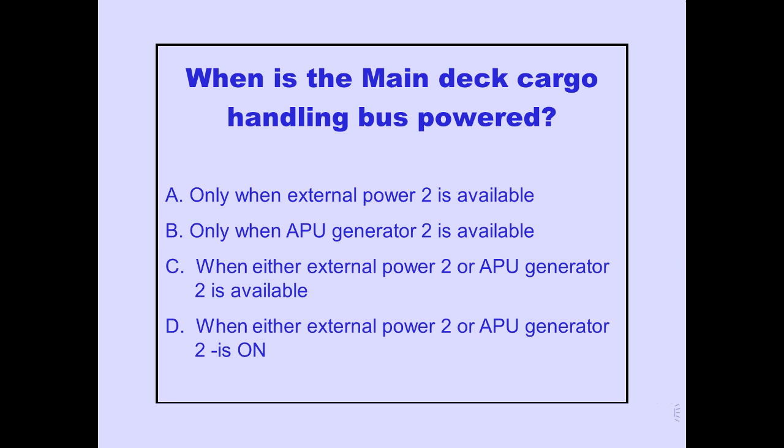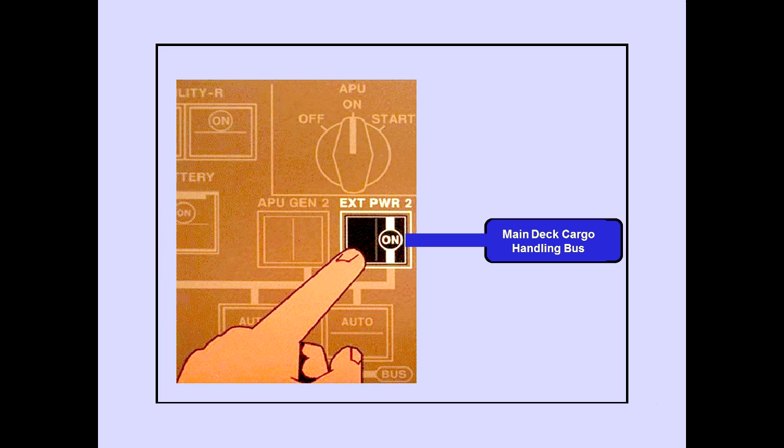Question. Answer C is correct. The main deck cargo handling bus is powered automatically when either external power 2 or APU generator 2 is available. Selecting a power source on will de-energize the bus.